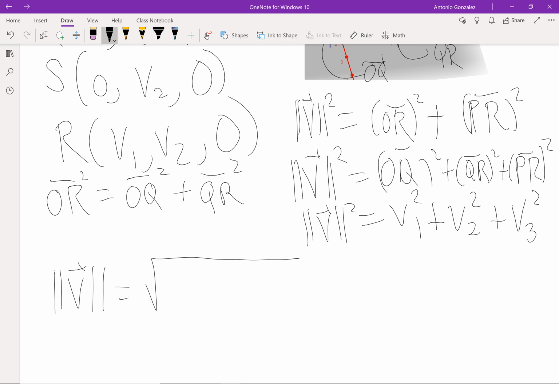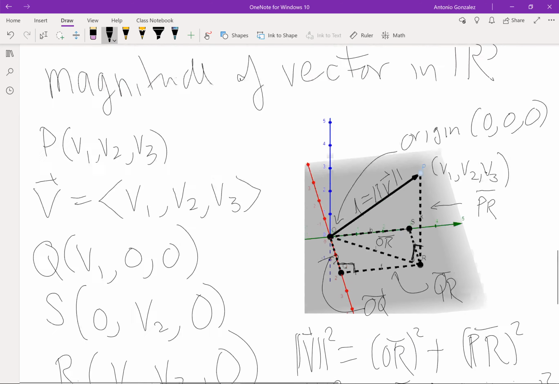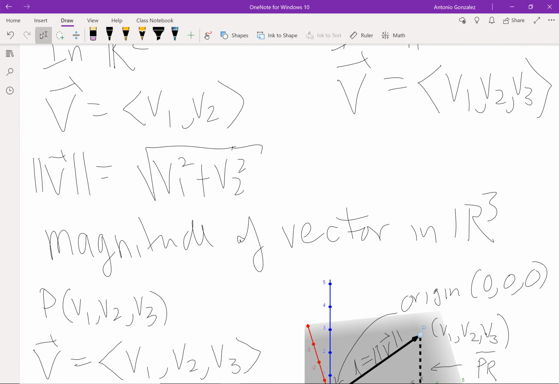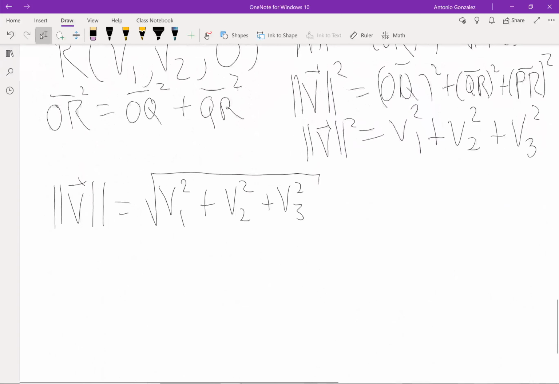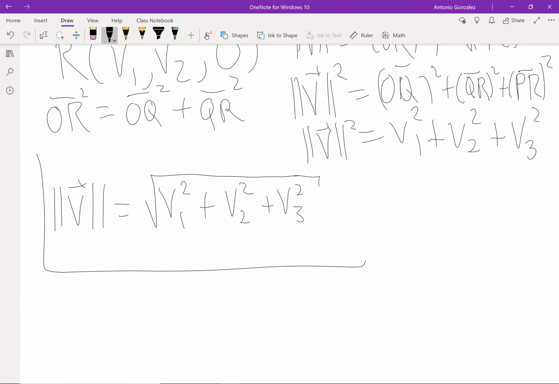And we have a nice result here where the magnitude of V is equivalent to the sum of the squares of the components, right? V1, V2, V3. You add them up, and then you take the square root, right? So it's a nice little result because now it's just analogous here to our result in R2. Right? So to find the magnitude of a vector in R3, it's just the square root of the sum of the squares of the components of each vector.